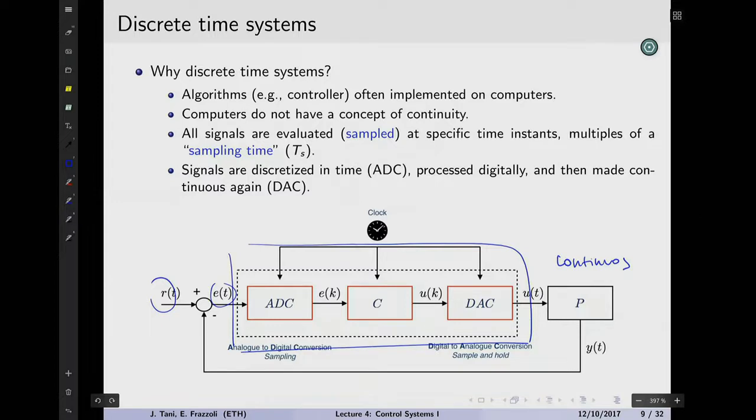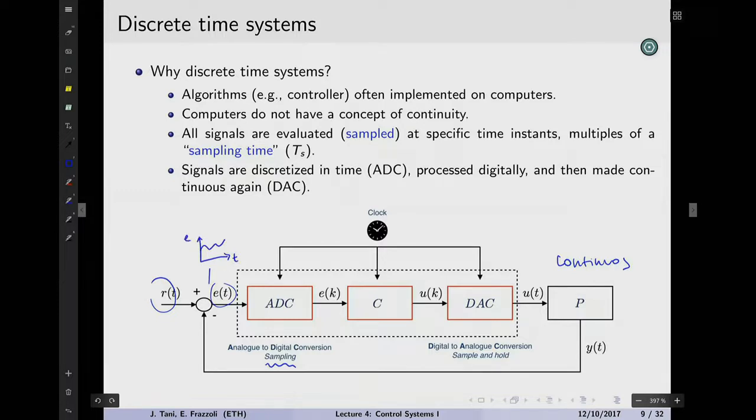These are all continuous things. Now, how do we transition between this world of continuity and this world of discrete time? Typically, there are two important steps. One is called analog to digital conversion. A discrete time signal is typically called a digital signal. So there's this first step that is an analog to digital conversion, which operates the sampling. So imagine E of t to be a continuous time signal, okay?